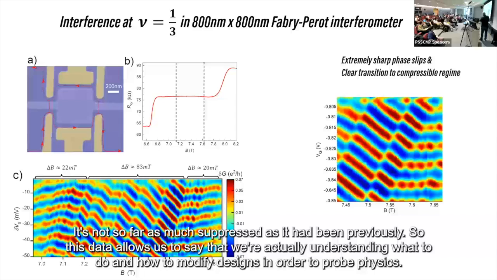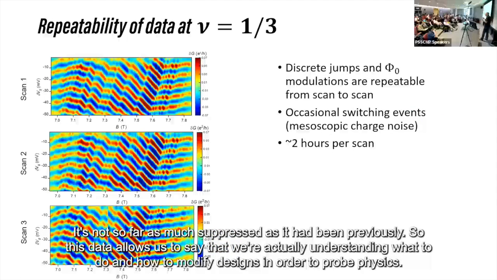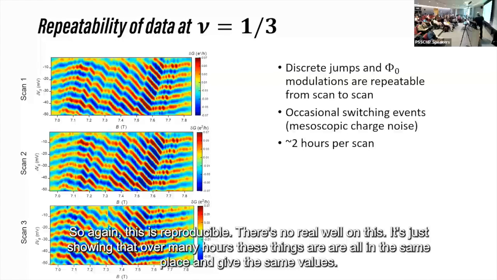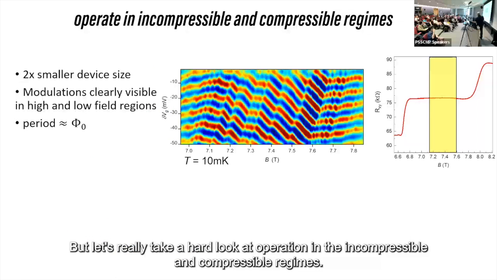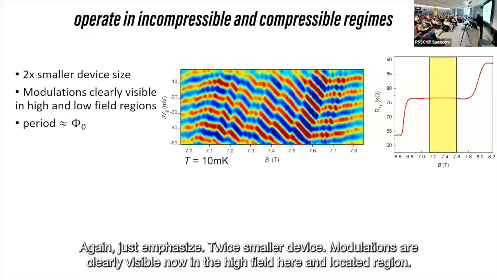So this data allows us to say that we're actually understanding what to do and how to modify designs in order to probe physics. So again, this is reproducible. There's no real dwell on this. It's just showing that over many hours, these things are all in the same place and give the same values. But let's really take a hard look at operation in the incompressible and compressible regimes. Again, just to emphasize, twice smaller device.